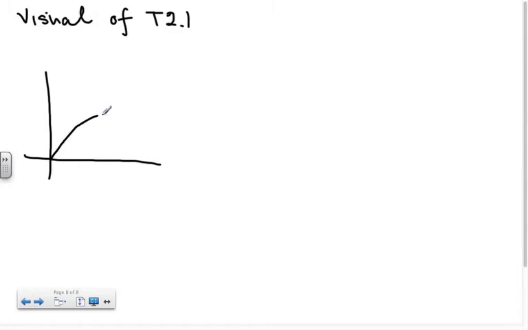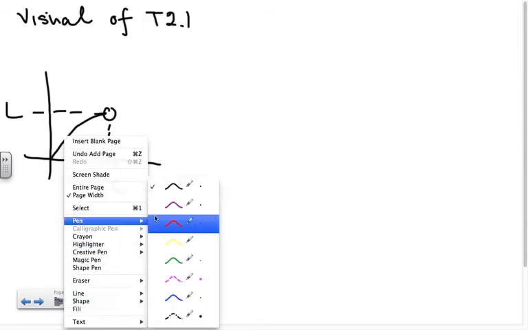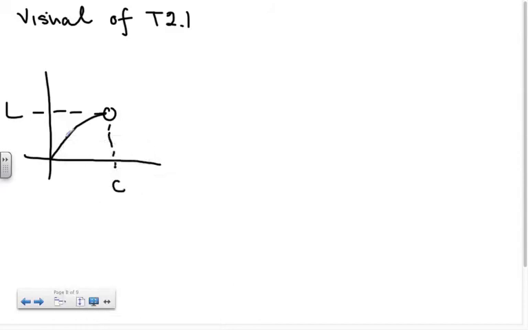Here's my half. This is my number from the right. Here is my C. Okay. This is the limit. Let's not do that. Wrong color. This is the limit coming from the right. So this is the limit as x approaches c from the right of f of x.